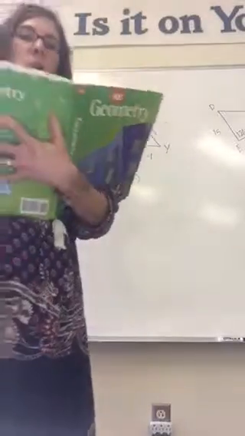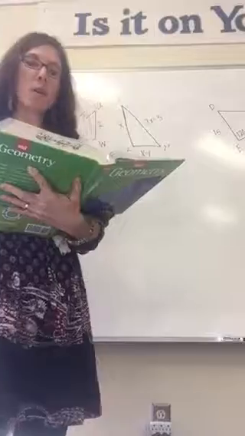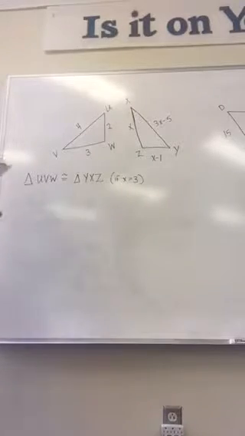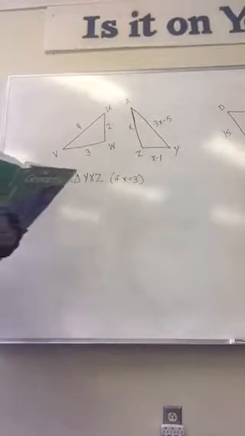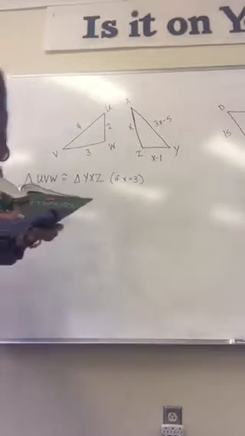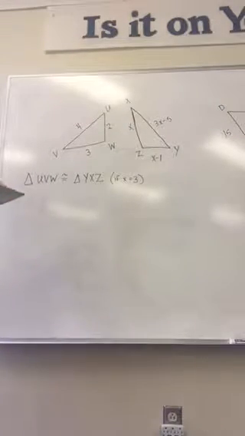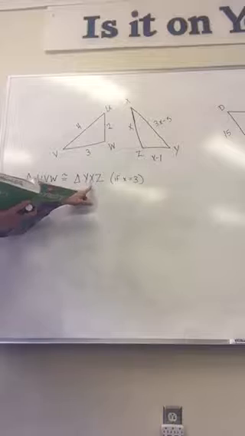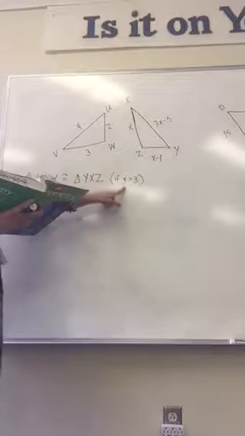Hey guys, this is part 2 to lesson 4-4, and we are going to be looking at a couple of diagrams where we are showing that the triangles are congruent by doing the math on it. Alright, so this is example 3 on page 244, and what they want us to show is that triangle UVW right here is congruent to triangle YXZ if x is equal to 3.